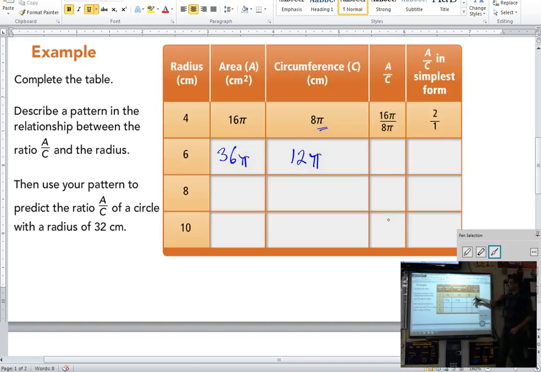Now, set up your ratio. 36 pi over 12 pi. Now the pi divided by pi, they cancel. And what's 36 divided by 12? 3. Fill out the rest of your table. Take a second. You guys got this. Fill out the rest of your table. Do not look up here if you can avoid it, because I'm going to go ahead and write the values.